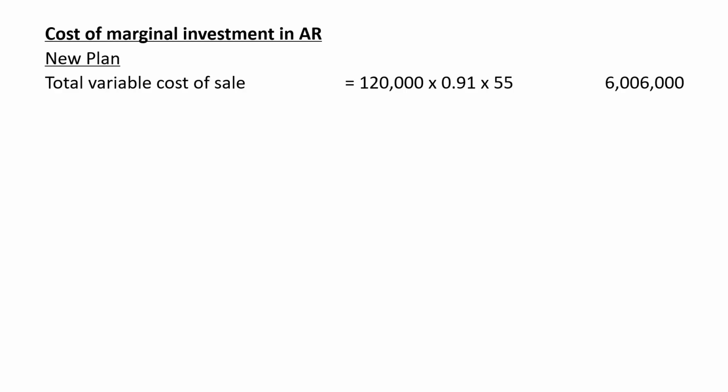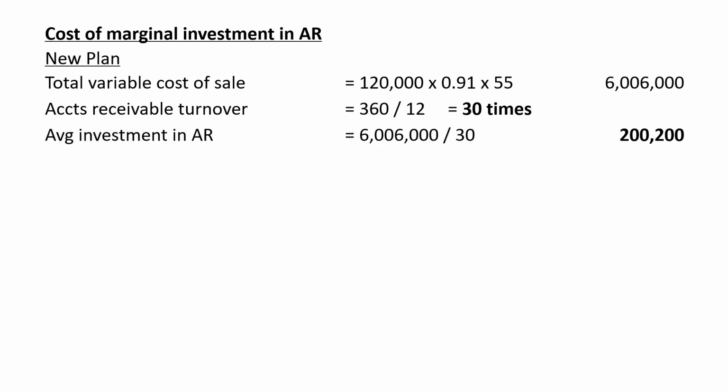Cost of marginal investment in AR. New plan. Total variable cost of sales equals 120k times 0.91 times 55 gives you 6.006 million. The accounts receivable turnover equals 360 divided by 12, equals 30 times. Average investment in AR is basically 6.006 million divided by 30 gives you 200.2k.